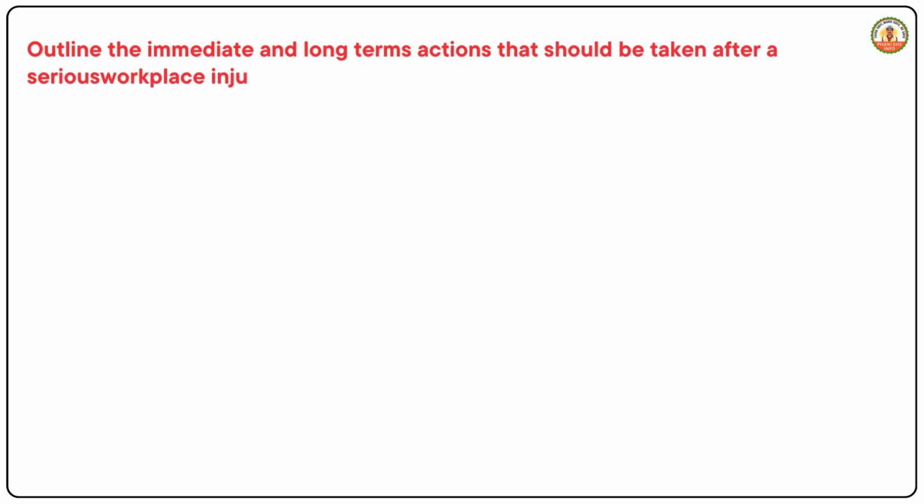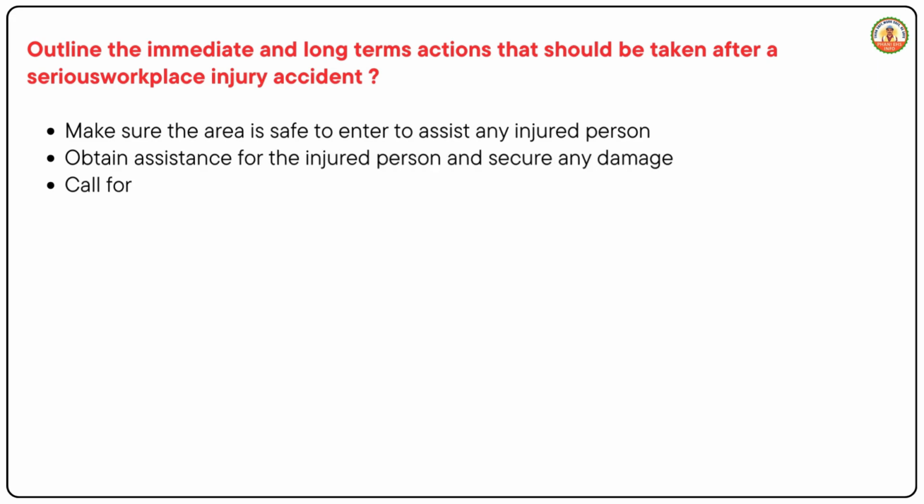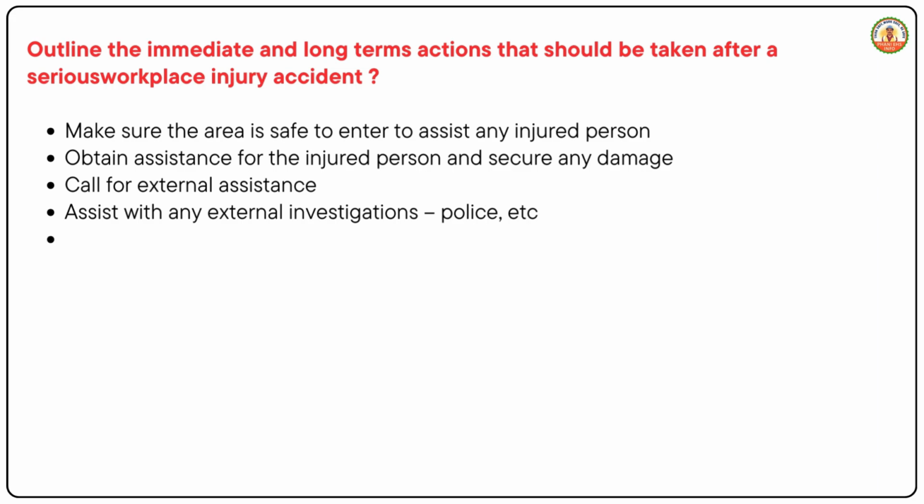Outline the immediate and long-term actions that should be taken after a serious workplace injury accident. Make sure the area is safe to enter to assist any injured person. Obtain assistance for the injured person and secure any damage. Call for external assistance. Assist with any external investigations, police, etc. Inform respective persons: management, HR, relatives, owner of assets, etc.